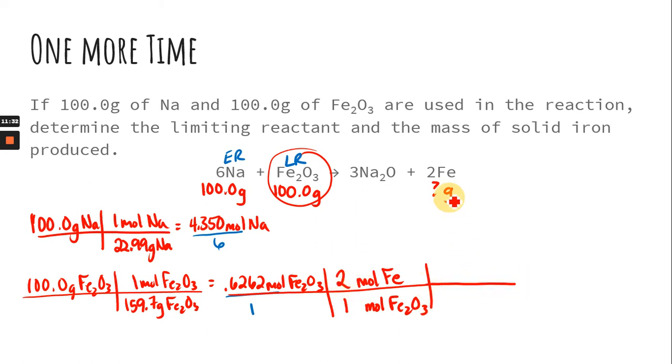Then we want grams, so we're going to do one more step and go from moles of iron to grams of iron. Based on our roadmap, 1 mole is equal to the molar mass of iron from the periodic table. Multiply and divide. Moles would cancel, leaving us with grams of iron. So the answer is 69.95 grams of iron.